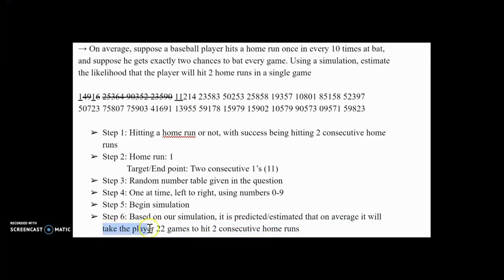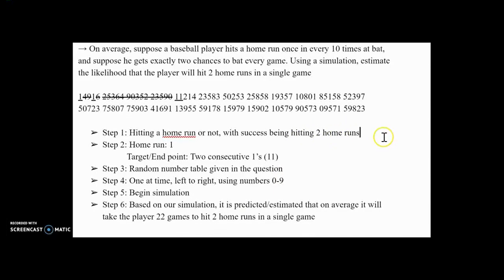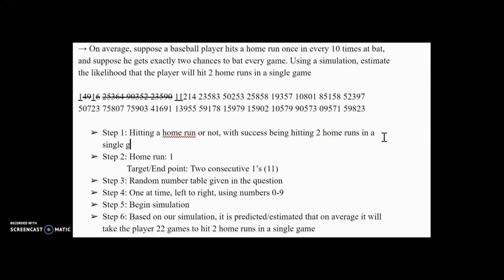So it takes whatever, then you put it in context. However many numbers and what you represented the number with, so the number of games to hit, and then 2 consecutive home runs, or 2 home runs in a single game. So I'll change that over here, 2 home runs in a single game.